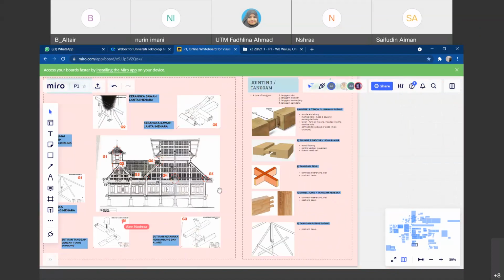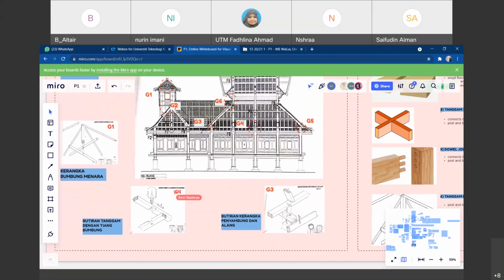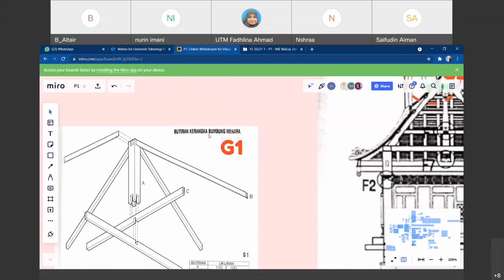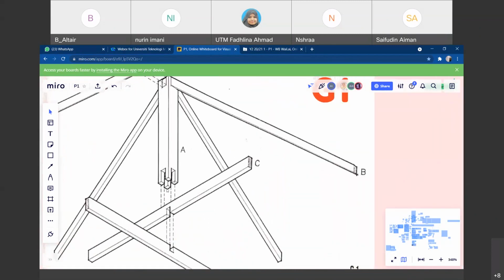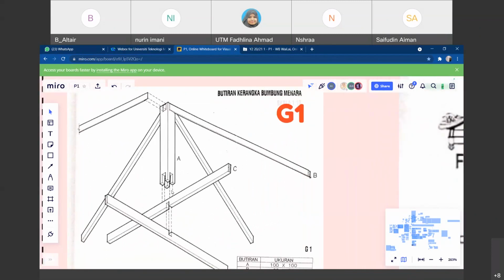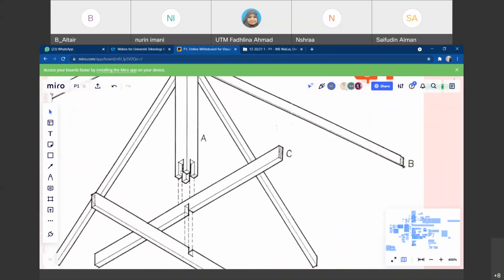Okay, so and then the tanggam puting and guarding. This one is for the butiran kerangka bumbung menara. As you can see, there are many ways they craft the post to fit in so they can connect many types of beam in different ways. This one is going to be horizontal. This one is going to be above it. So that's why there are also many tanggam they make.